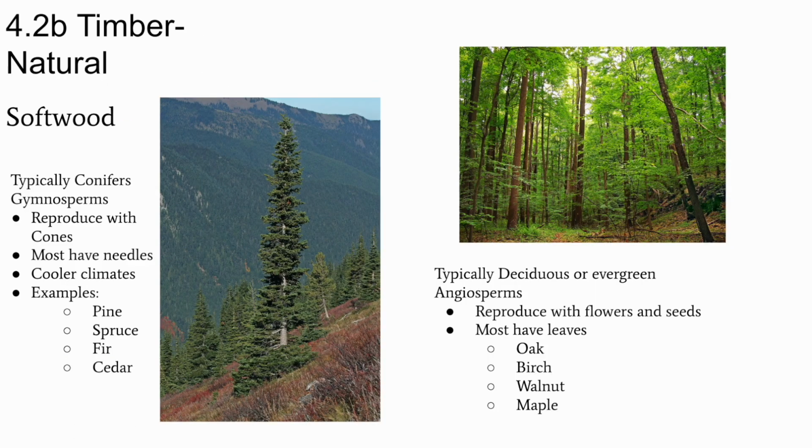examples just there. Softwoods typically come from coniferous trees or gymnosperms, and they reproduce using cones. Most have needles. They really like cooler climates. And some examples are pine, spruce, fir, and cedar. Typically deciduous trees, sometimes they can be evergreen, are angiosperms, and they reproduce using flowers and seeds. Most of them have leaves, and some examples of those would be oak and birch, maple, and walnut.